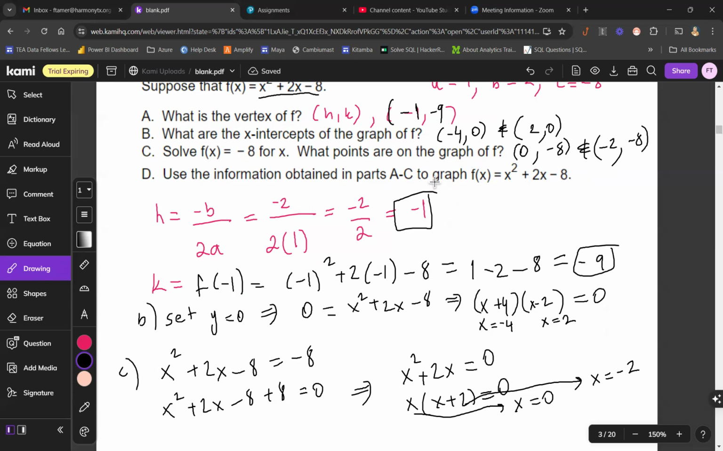And then you can use this information to graph this. First, you can locate the vertex and you can locate one of these points. It doesn't matter which one you pick, and then you can connect with the graph using the MATLAB. This concludes 4.3 quadratic functions and their properties.